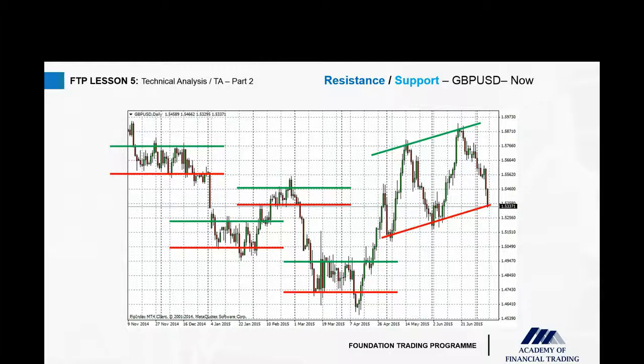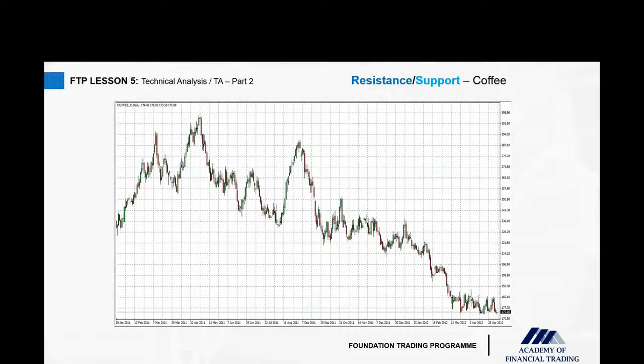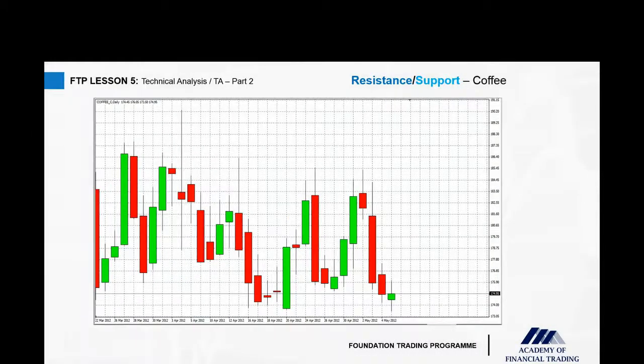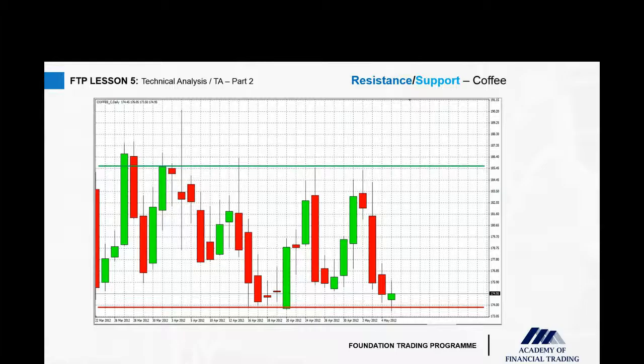Now let's have a look at another market. Let's have a look at something like coffee. What I want to draw your attention to is all the way down in that bottom right-hand corner. We have support, we have resistance. Let's zoom in a little bit closer, see what it really means. It's support and resistance. Let's zoom in even closer still, make it very obvious that here is our floor and here is our ceiling.